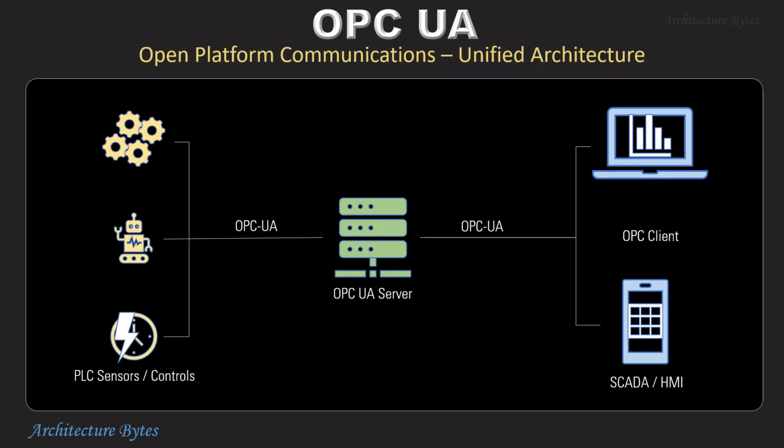OPC-UA, Open Platform Communications Unified Architecture, is an industry standard protocol for secure and reliable data exchange in industrial automation. It focuses on providing interoperability between different systems and platforms. It is essential in applications such as industrial control systems, manufacturing processes, and SCADA systems.